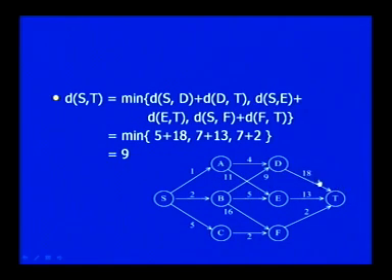Next stage does not involve any subsolution. So, straight away we can go, it is going to be the minimum of reaching D from A. So, it becomes minimum of D of S comma D plus distance between D and T. This is one option. Another option is S to E and then E to T. Another is S to F and then from F to T. If you substitute everything, you can see very well again you are getting a value of 9.